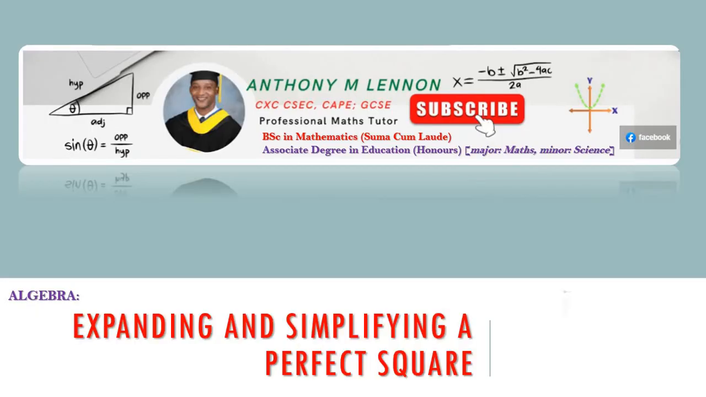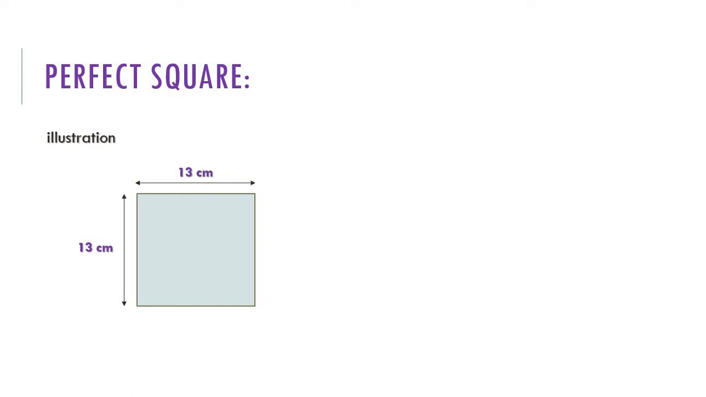All right, now we want to illustrate exactly how we expand and simplify a perfect square. So let's illustrate that. So here we have a perfect square, as in a square, meaning that the sides are all the same measure. So let's say we take that side to be 13 centimeters, this one. Then this adjacent side must be what as well? If it's a square, the same, yeah. And the area will be what? Multiplying the two adjacent sides, the length by the width.